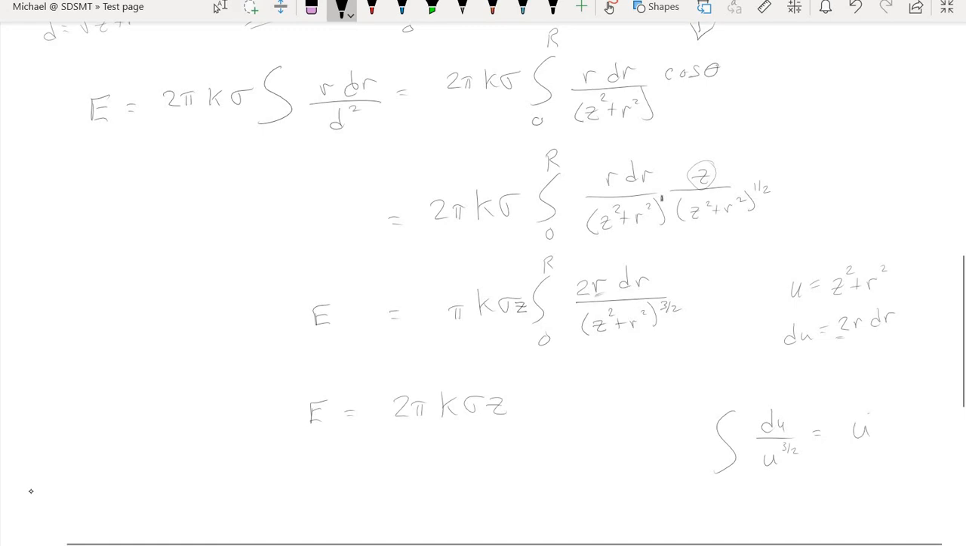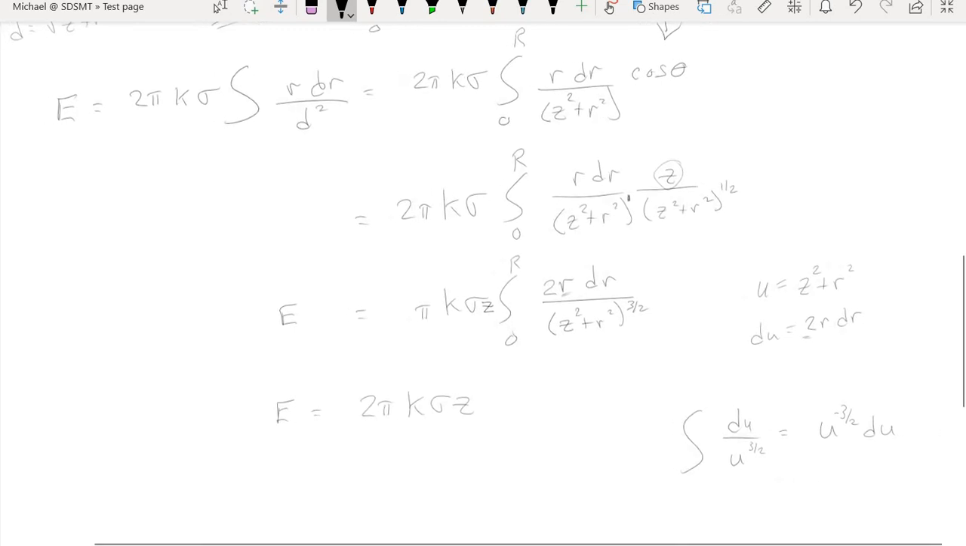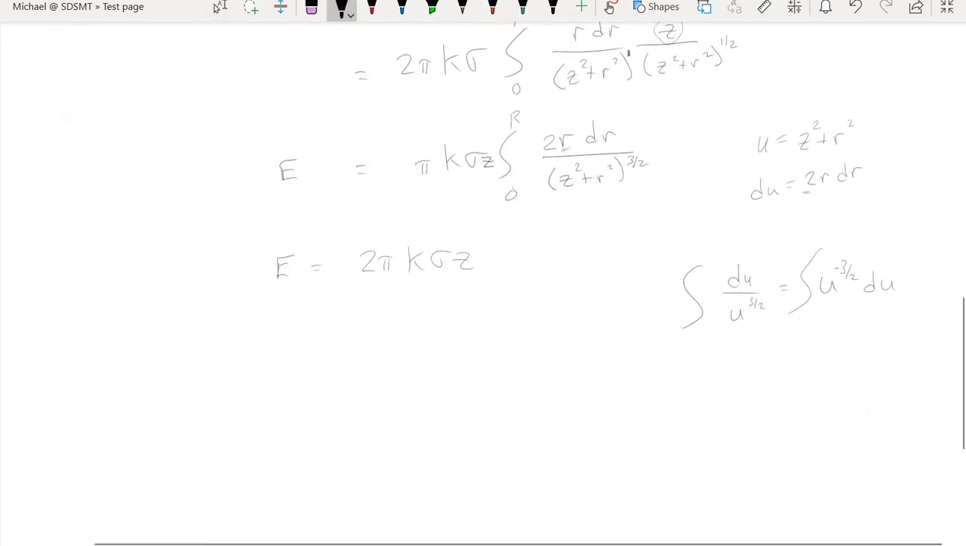And we can bring that power up to the top. All we have to do is change the sign. And then we take the integral of u to the negative 3/2 power. When we integrate, we add 1 to the power. So 1 plus a negative 3/2 would be negative 1/2. We then have to divide by the new power. And so what we have here is a negative 2 over root u.